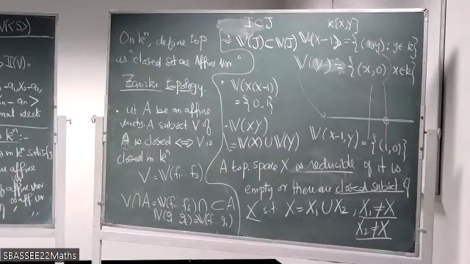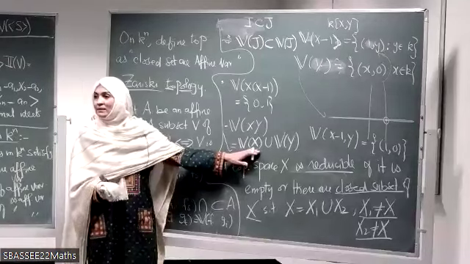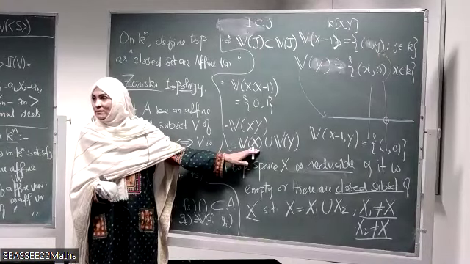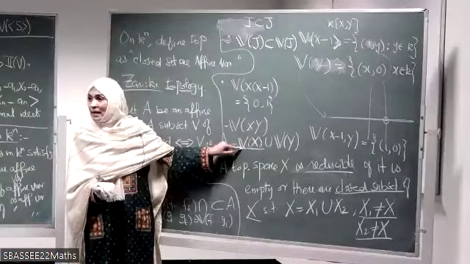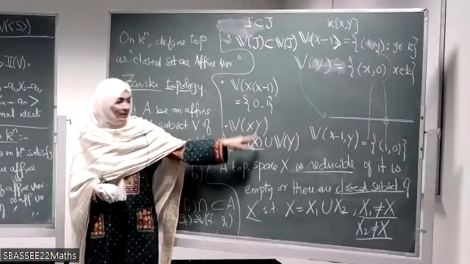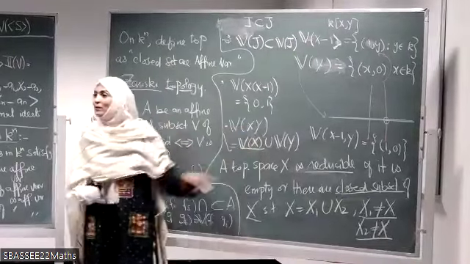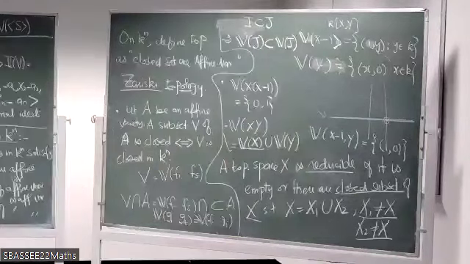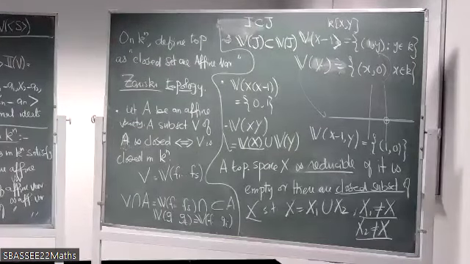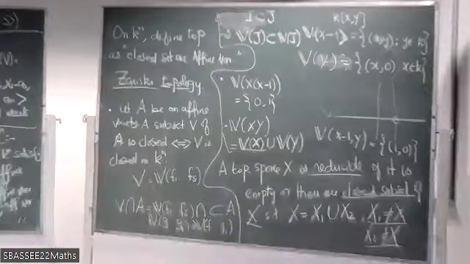Right? Like here, this is reducible, because this is closed and this is not equal to this one. This is closed, this is not equal to this one. Agree? Okay. Now let's move on.